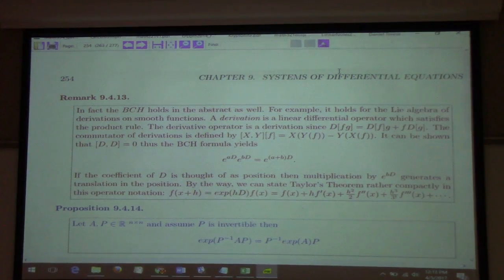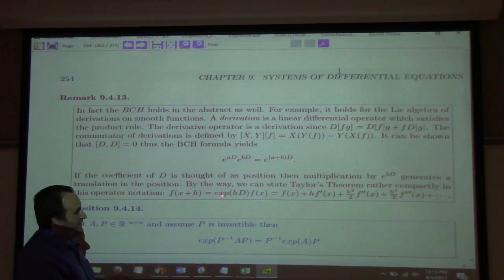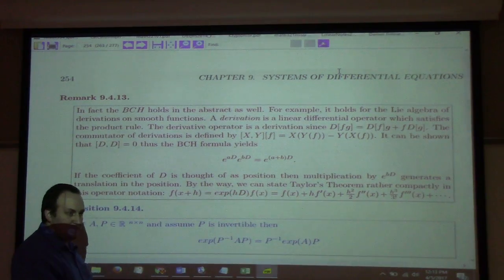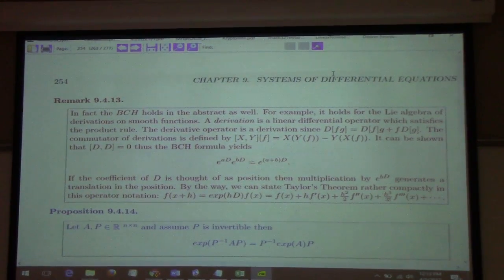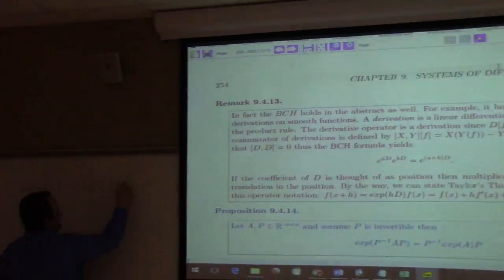Here's a more interesting thing that you could maybe appreciate. I found this formula deeply satisfying when I first saw it. You can write Taylor's theorem as an exponential of an operator. So if I write the exponential of h times the differentiation operator, what is that? It's 1, right? Plus h d dx plus 1 half h squared d squared dx squared and so forth.